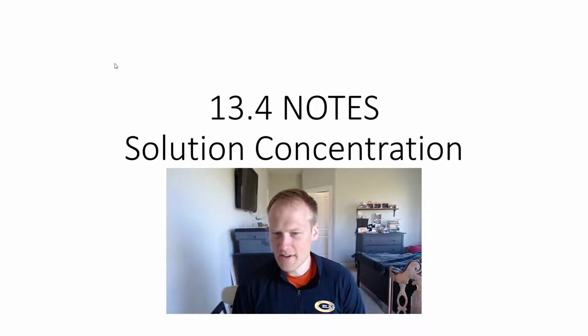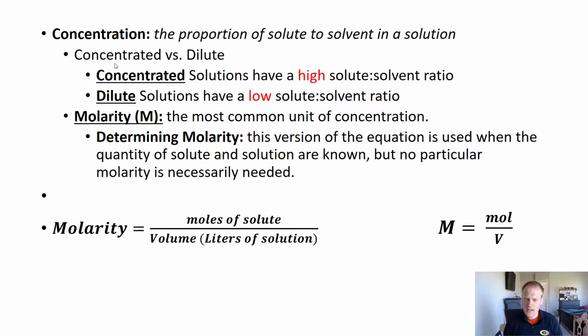So let's go ahead and get started here. We're going to do a lot of math. I'll point out some things, but the math is pretty simple. So I already discussed concentrated and dilute. Concentrated would have high amounts of solute. Dilute would have low amounts of solute in terms of the solute to solvent ratio.